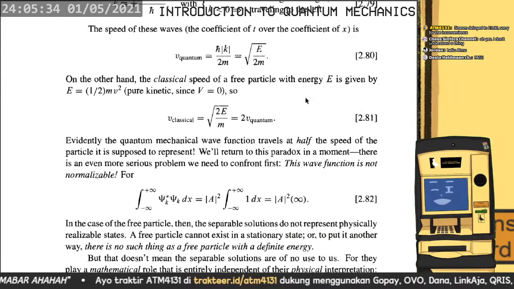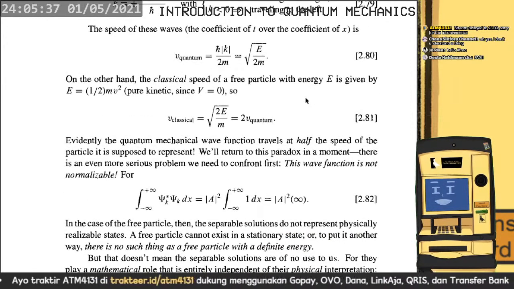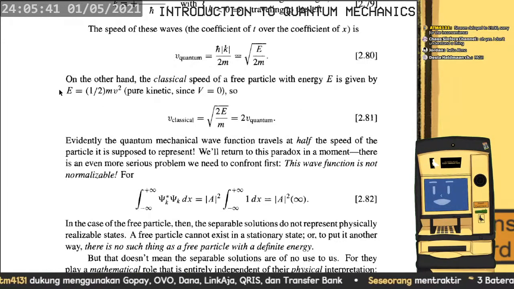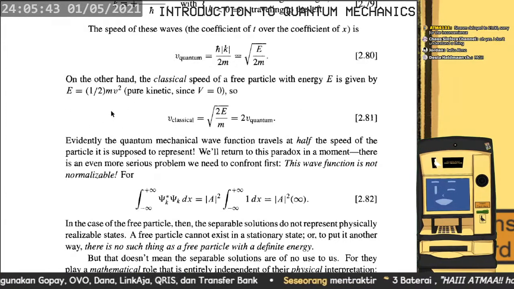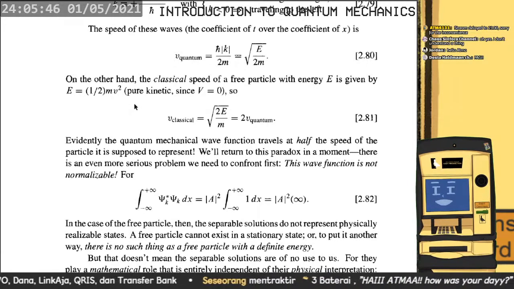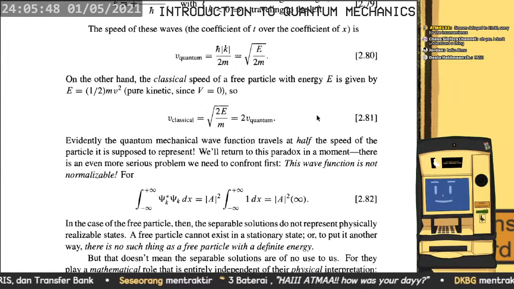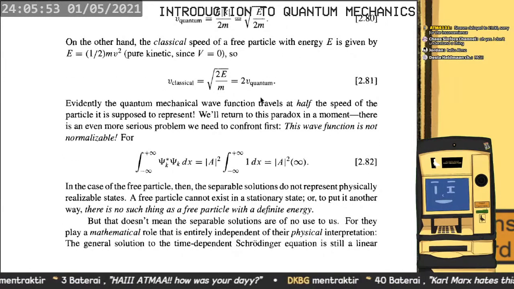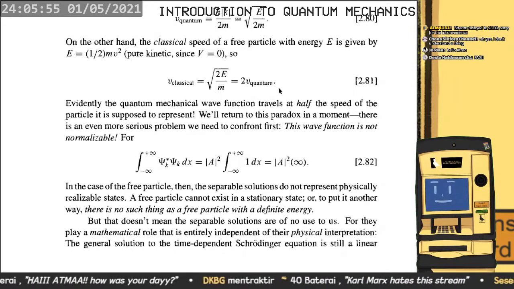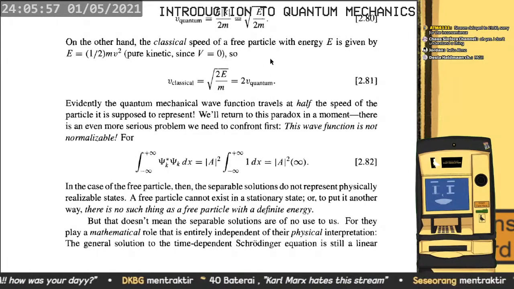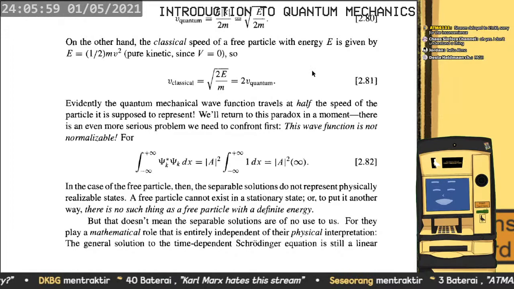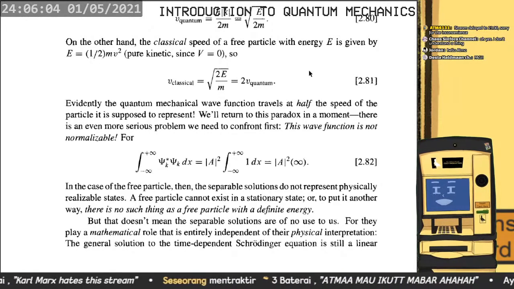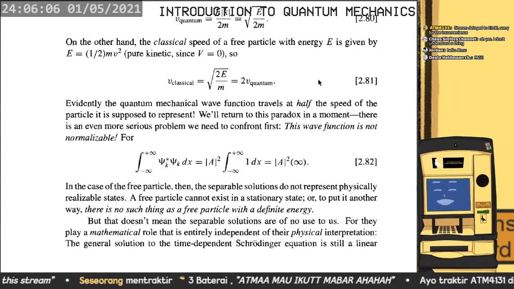On the other hand, the classical speed of a free particle with energy E is given by E equals the classical kinetic energy, E equals one half m v squared, pure kinetic since V equals 0. So v classical equals square root of 2E over m, which equals 2 v quantum. Evidently, a quantum mechanical wave function travels at half the speed of the particle it is supposed to represent. We will return to this paradox in a moment.